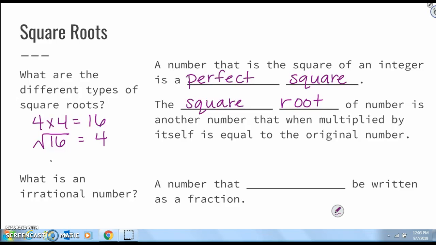What is an irrational number? A number that cannot be written as a fraction is considered to be irrational. Remember, rational numbers can be written as a fraction, irrational numbers cannot.